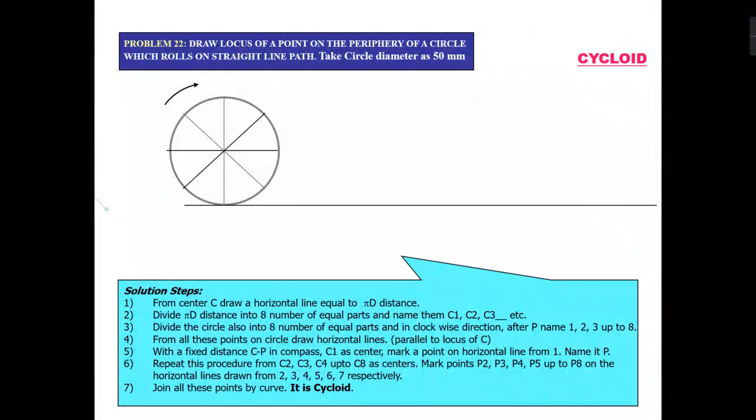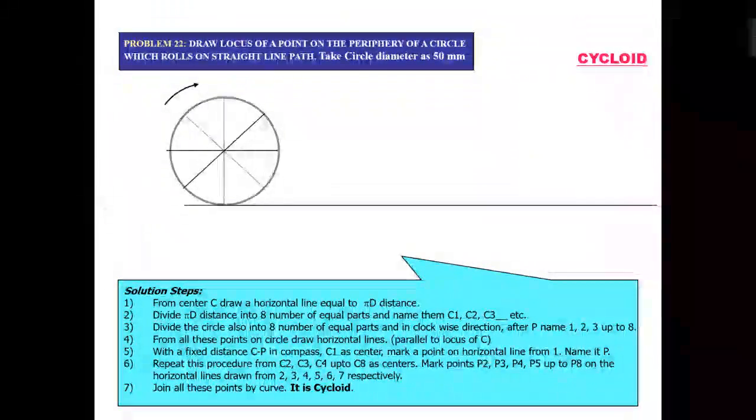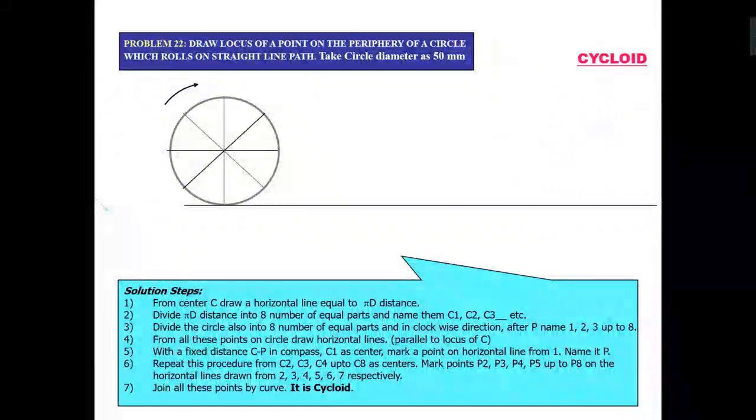See, there will be more points. If there are more points, your curve will be smooth. If there is a smaller number of points, then your curve will not be that smooth. However, you will get the cycloid curve. So there should be at least 8 points, and if you cut it into 12 parts, that will be good.